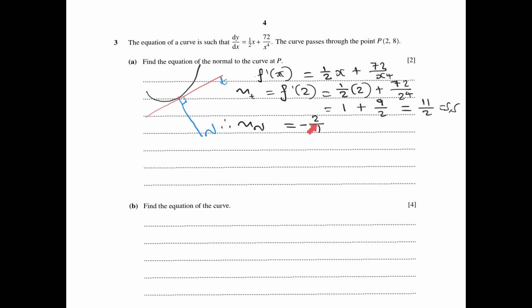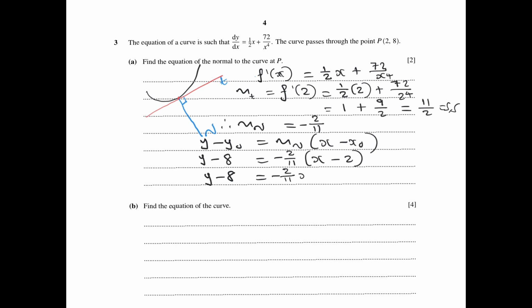Of course, if we use this gradient and the point, we should then be able to get the equation of the normal. So I'm going to use this form, y minus y naught equal to, let me say, gradient of the normal, x minus x naught. So we substitute the point (2, 8). So we have y minus 8 is equal to negative 2 over 11 x minus 2. Now if I'm to simplify that, I'm going to get y minus 8 equal to negative 2 over 11 of x plus 4 over 11.